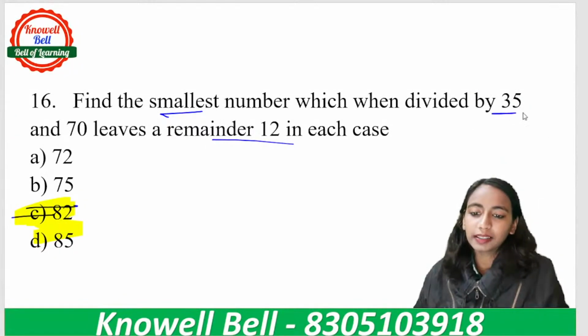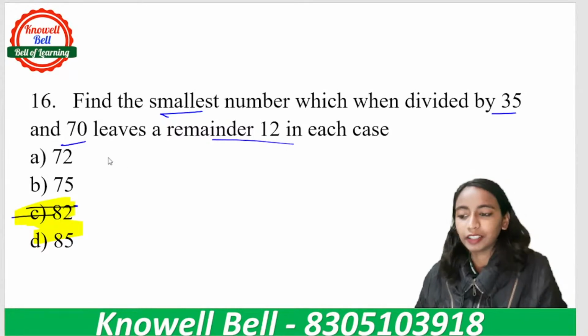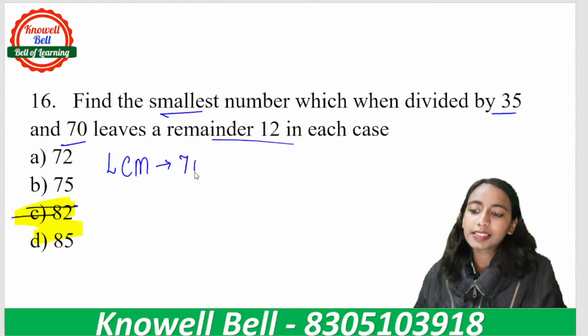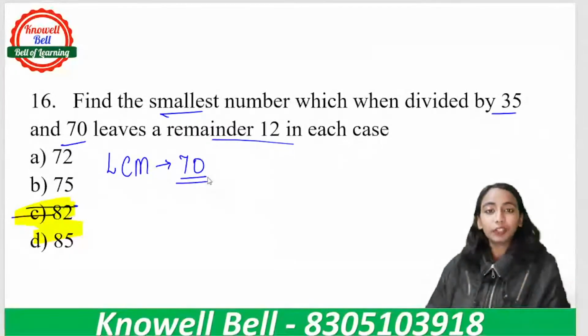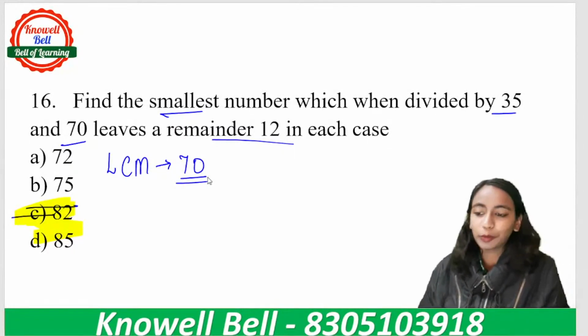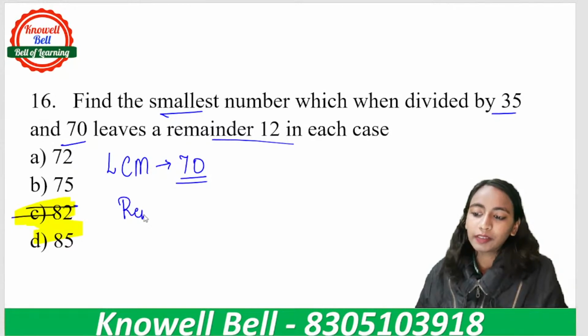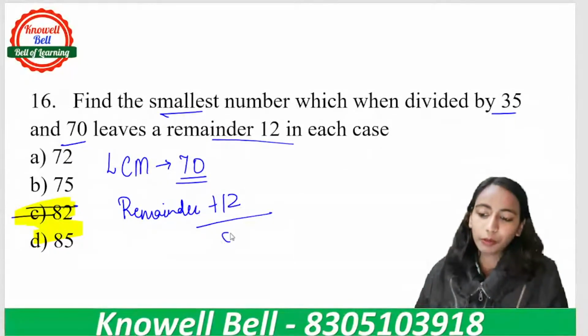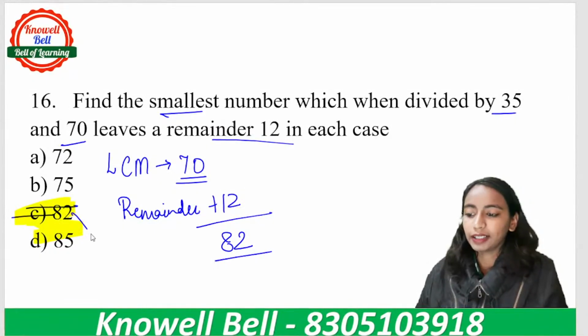Take the smallest number, the LCM of 35 and 70. What will be the LCM of 35 and 70? The LCM of 35 and 70 would be 70 only. Then we will take the remainder and add the remainder, so plus 12. So 70 plus 12 will become 82. So the right answer for the question will be option C, 82.